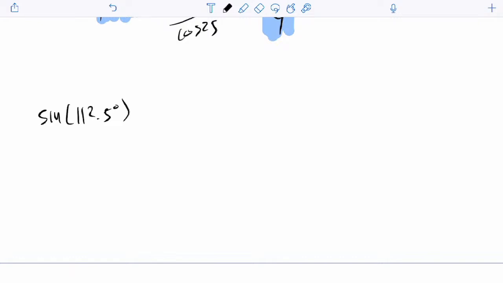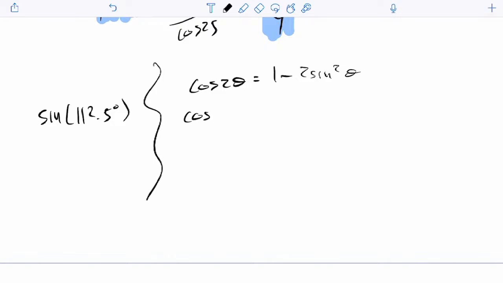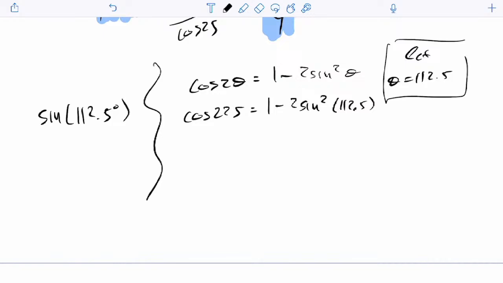So the problem maybe Mahir is having is I would use this formula: the cos of 2 theta is 1 minus 2 sine squared theta. So if I let theta be 112.5, the cos of 225 is 1 minus 2 sine squared of 112.5. That would be the way to go with this one here.